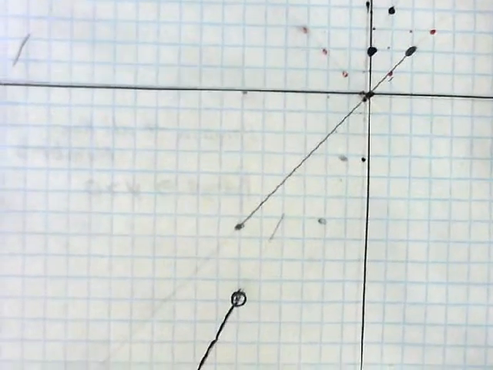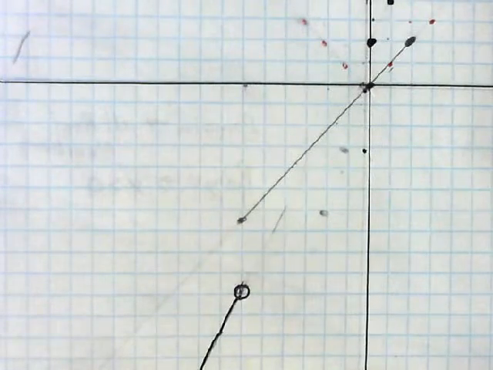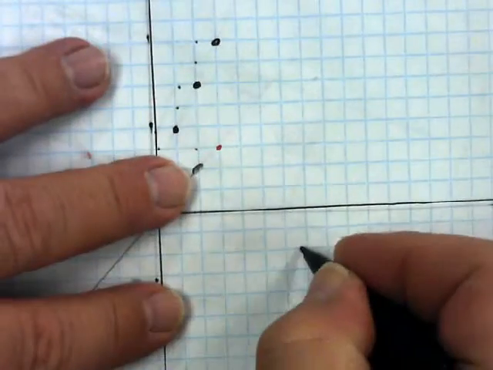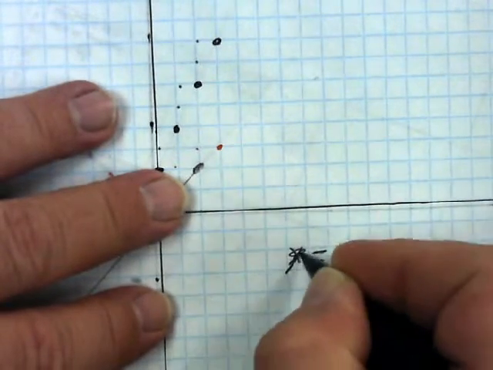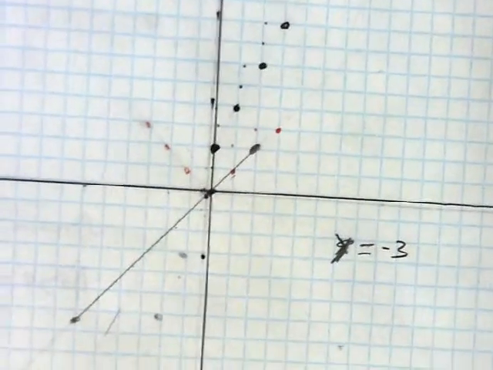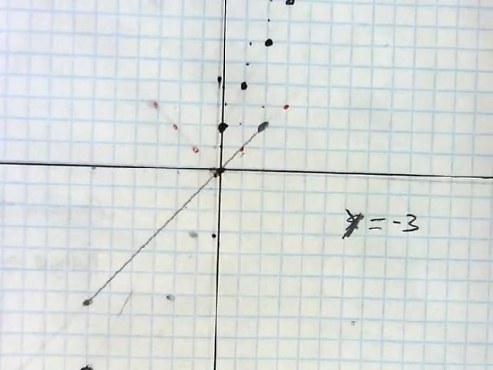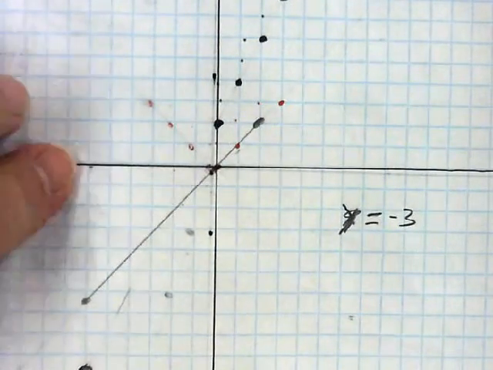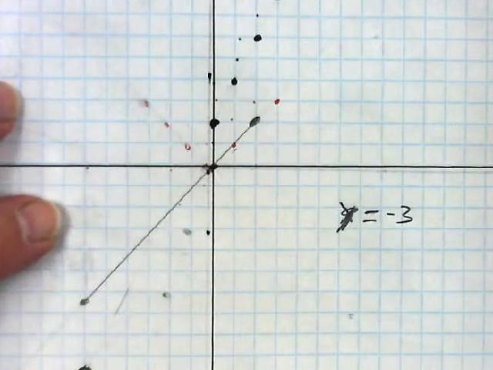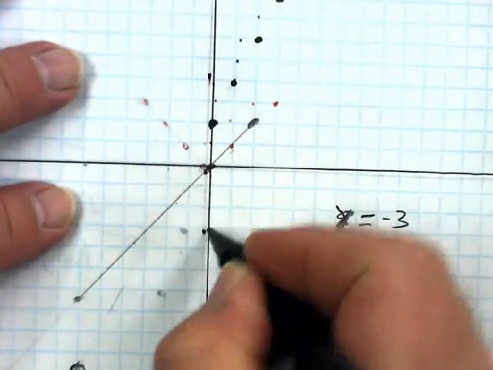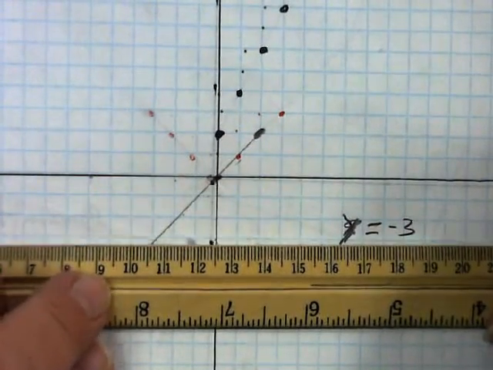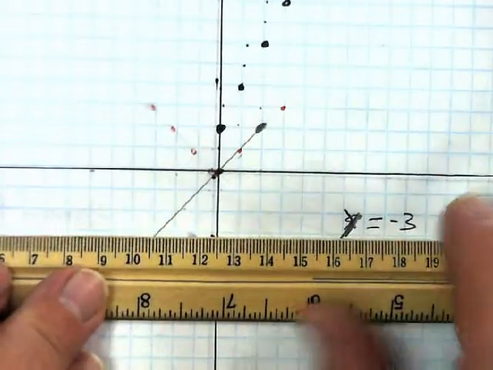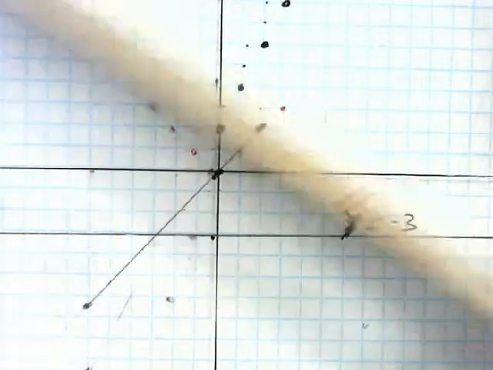Last graph states that y is equal to negative 3. So what kind of graph will I have if y equals negative 3? That means y equals negative 3 would be here. And you said draw a horizontal line. So there's my horizontal line.